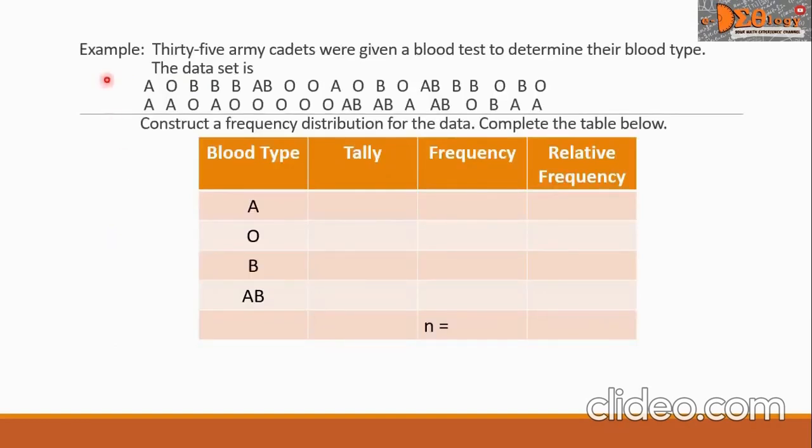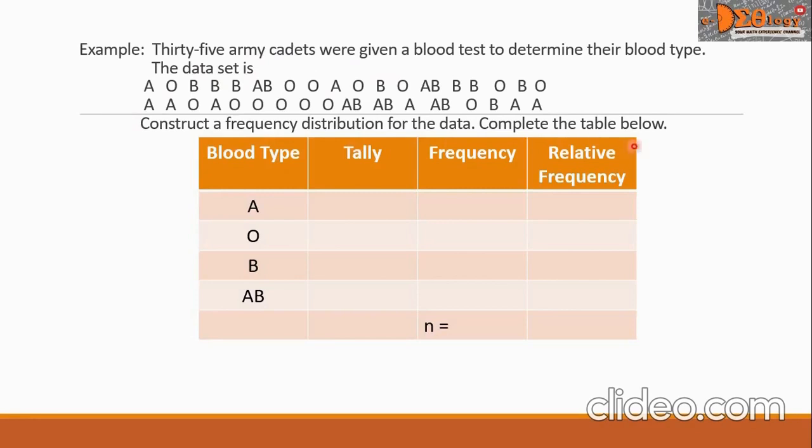Let us see one example here. 35 Army cadets were given a blood test to determine their blood type. The data set is given here. Construct a frequency distribution for the data.